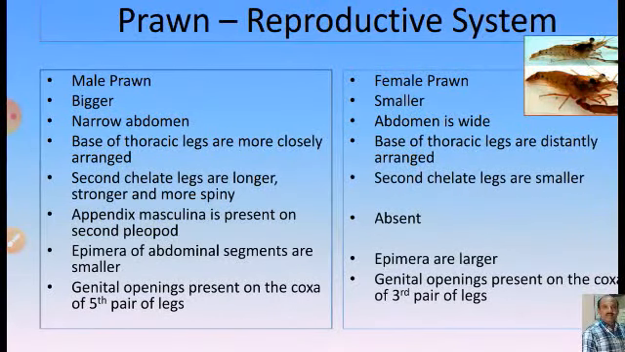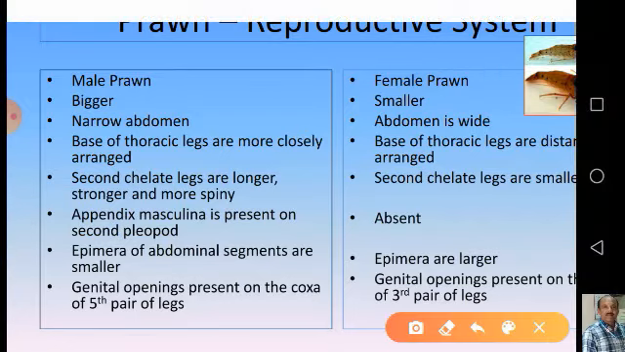Now even then, if you are unable to, or to confirm that the prawn you have selected is male, then go to the next characteristic feature, that is appendix masculina is present in the second pleopod.